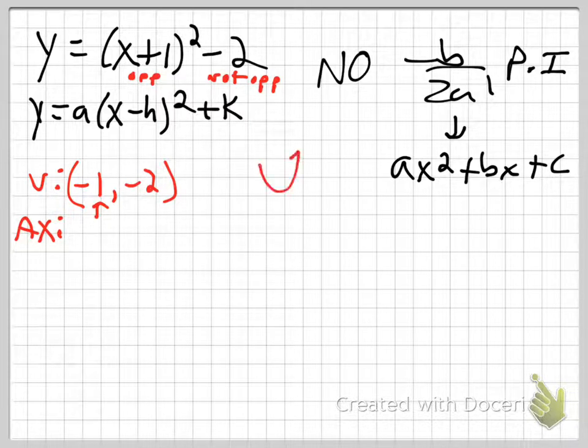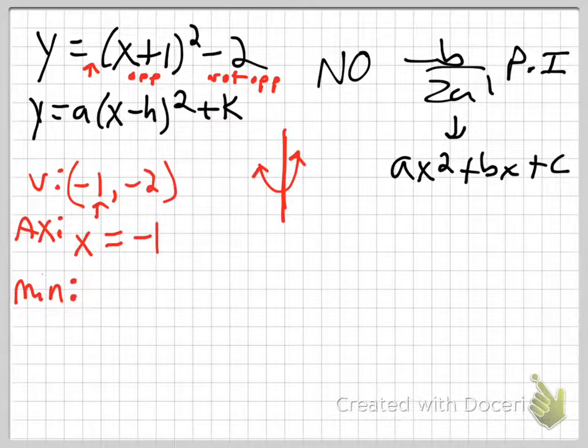And in a vertical parabola, the axis of symmetry will be a vertical line, meaning x equals negative 1. Now, because it's a vertical parabola, and the a value in this case is positive, that means it's going to be a minimum. You can see that this graph has a minimum, and that's quite simply this value right here. So our minimum is negative 2.